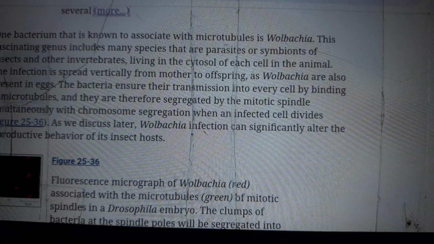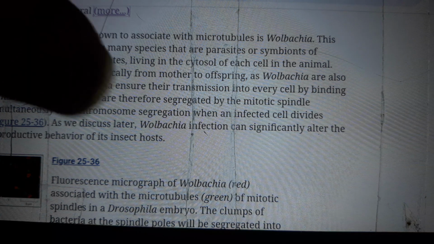One bacterium that is known to associate with microtubules is Wolbachia. This fascinating genus includes many species that live as parasites or symbionts of insects and other invertebrates, living in the cytosol, in which the animal infection is spread vertically from mother to offspring. Wolbachia are also present in eggs. The bacteria ensure their transmission into every cell by binding to microtubules, and they are therefore segregated by the mitotic spindle simultaneously with chromosome segregation when an infected cell divides.